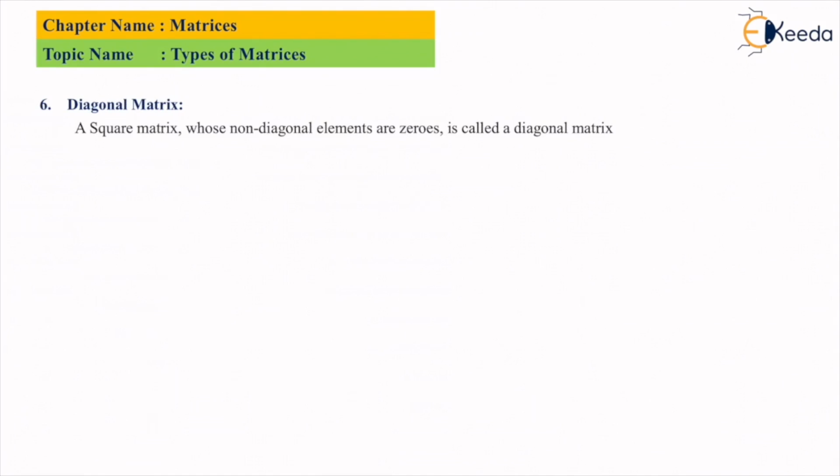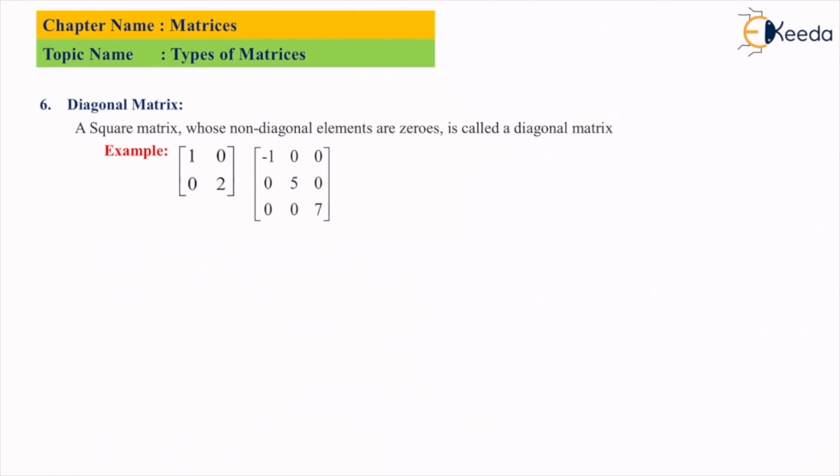So what is a diagonal matrix? A diagonal matrix is a subset of a square matrix. So it's a type of square matrix only. It means it will have an equal number of rows and columns. Any square matrix whose non-diagonal elements are zeros is called a diagonal matrix. You can see the example in both the matrices. The leading diagonal elements are non-zero, whereas the non-diagonal elements are zeros. Such a matrix is called a diagonal matrix.